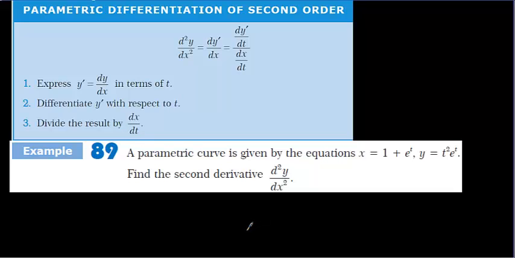So firstly, let's get dy over dx for this question, because they are asking d squared y over dx squared, where x is equal to 1 plus e to the power of t, and y is equal to t squared times e to the power of t. Then dy over dx is going to be equal to dy over dt over dx over dt.